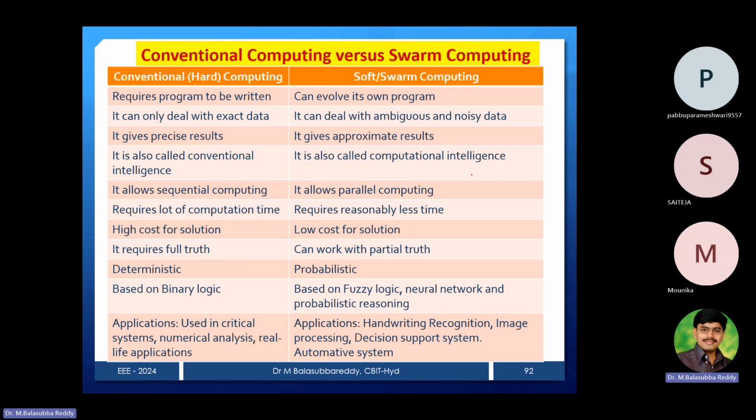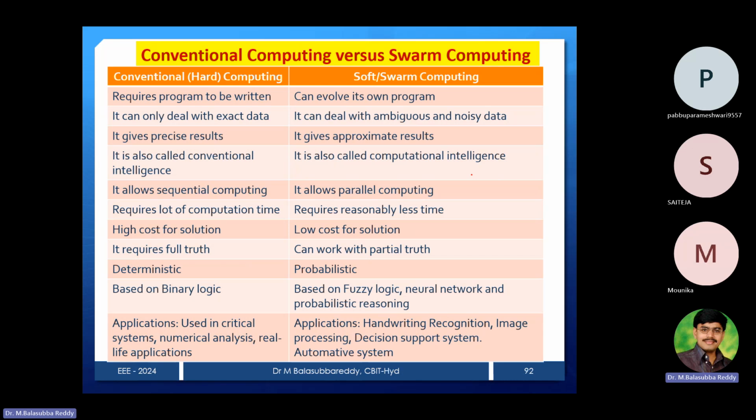And soft computing can evolve its own programming, like machine learning. Hard computing can only deal with exact data, because if any data is missing in a manual calculation, it will not get a perfect solution. That's the reason it always deals with exact data. Whereas soft computing can deal with ambiguous and noisy data also. Some data may be missing, some data may be redundant, and some data may not be used properly. For all that kind of data, it is going to be useful.